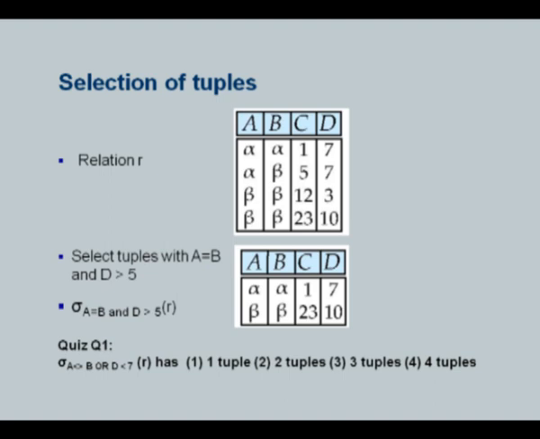If you look at the second row, it does satisfy A not equal to B, so we do not care what the D value is. The third row fails A not equal to B because both are beta, but it satisfies D less than 7 because D is 7, so we have 2 rows so far. And the fourth row also fails A not equal to B, and thus we have a result containing the middle 2 rows of the relation. So the answer to this quiz question is 2 tuples.